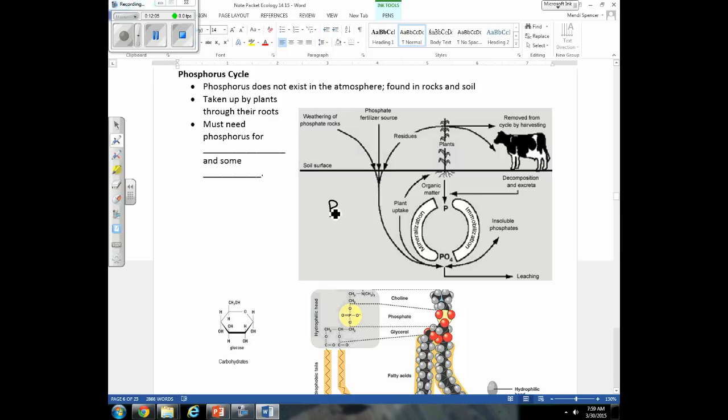You need to remember that phosphorus is needed for those nucleic acids. So organisms have to take in phosphorus so they can build those nucleotides. Remember, nucleotide has three parts. There's the phosphate group, there's a sugar, there's a base.